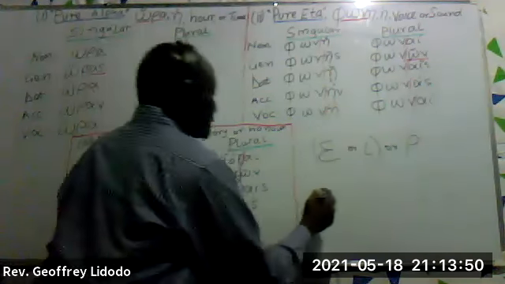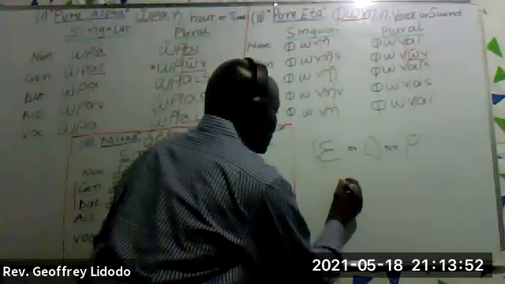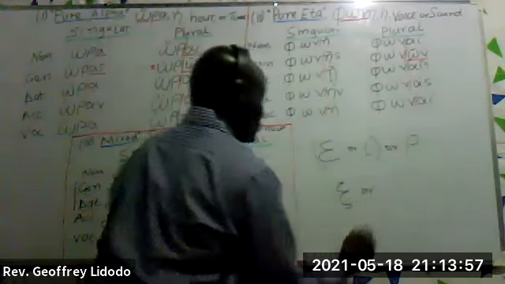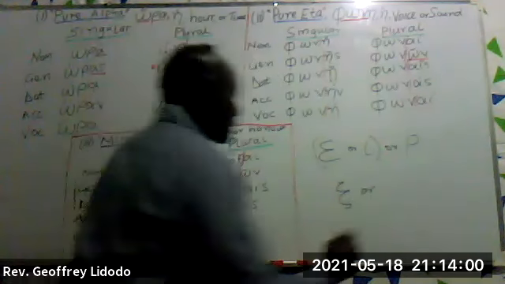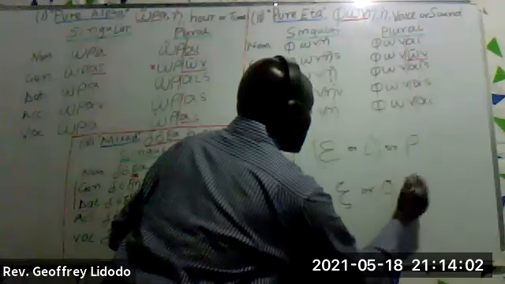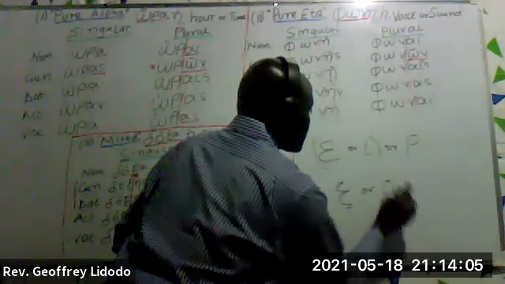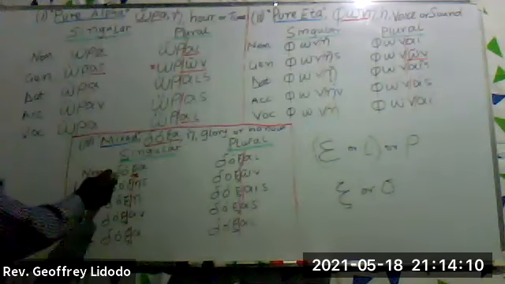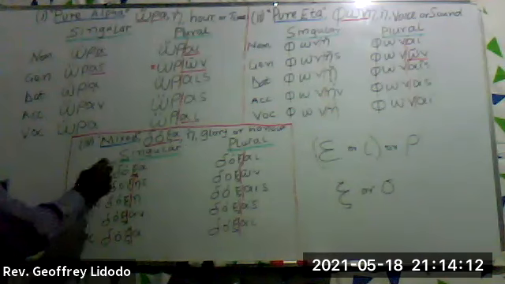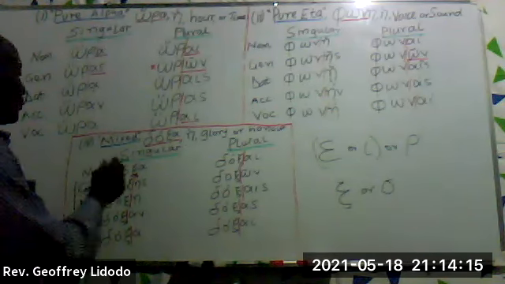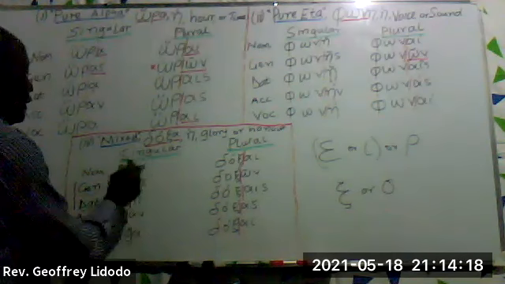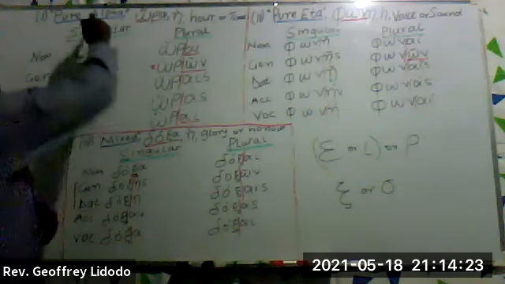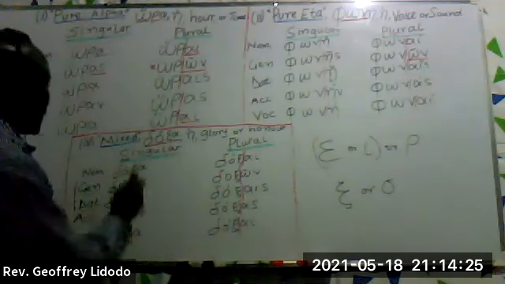And if it ends with C, C, or sigma, sigma, automatically that comes here. Remember, the ending of the noun is alpha. And you have to check whether this noun is under pure alpha or is under mixed.